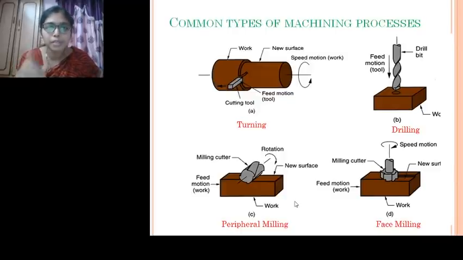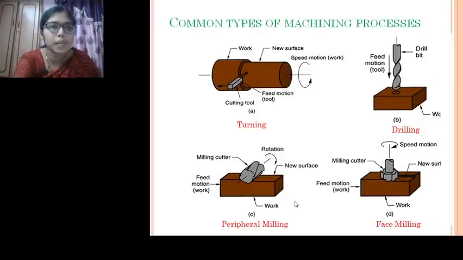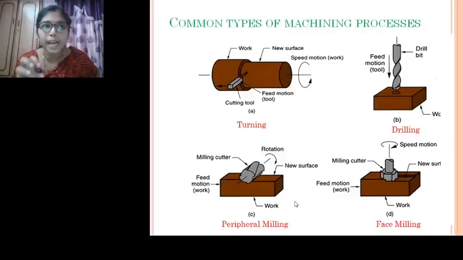Now, here from a cylindrical work part, if you want to remove the material or reduce the diameter or reduce the length of the cylindrical rod, then we go for a single point cutting tool. We use a single point cutting tool and we use a lathe machine. Whereas if you want to remove the material from a square block, then we go for a milling operation. These are the common types of machining process in conventional machining.